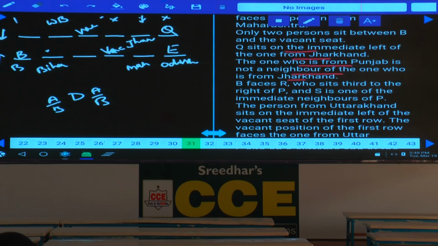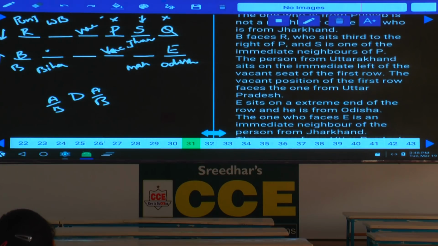And at the end, finally this Punjab must be here, because Punjab is not facing towards north, that is also clearly given. And B faces R. Now this B is facing R, and R is from Punjab, and R sits to the right of P. R is seated to the right of P, hence P must be here, 1, 2, 3. And S is one of the immediate neighbors of P, and S must be at this place.